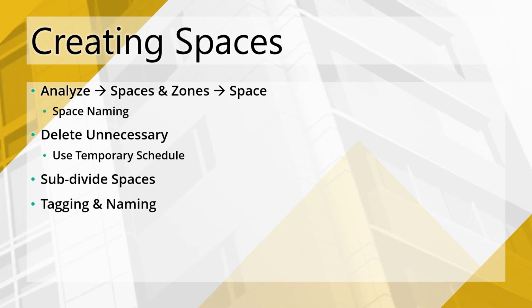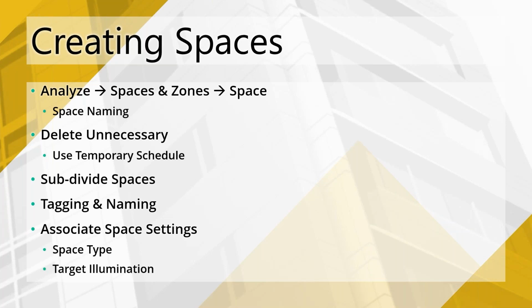We're also going to take a look at some quick tagging and naming of these spaces. This is where I'm going to use that space naming utility at this point, and I tend to do this after I've done some subdividing of spaces, just because this way I can actually automate the naming and space numbering properties at this point, even after I've created some of my own manual spaces on top of the automatic placement. And then we're also going to talk about some space settings, specifically space type, and if we're focusing on electrical also, it's going to be target illumination.